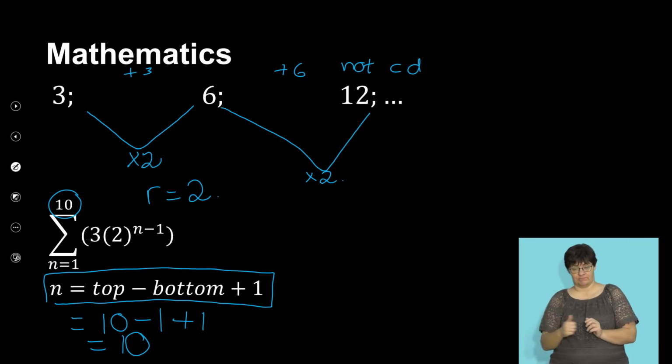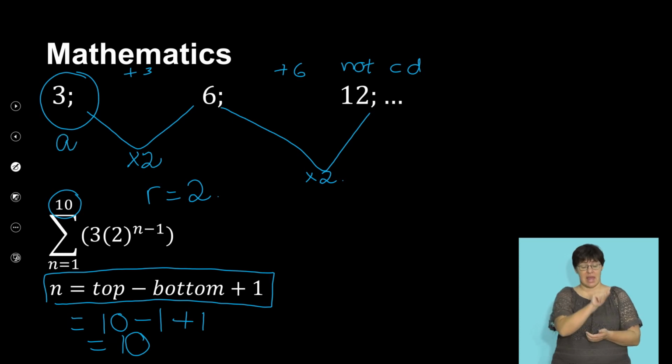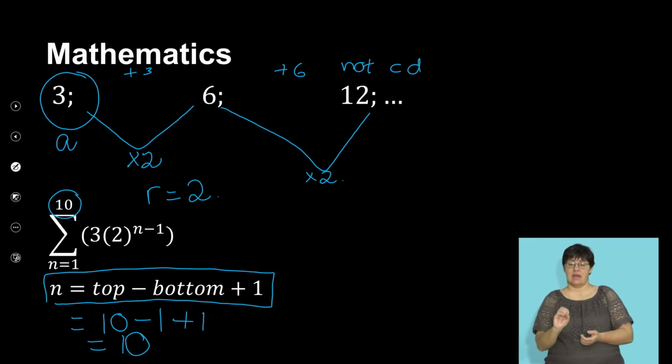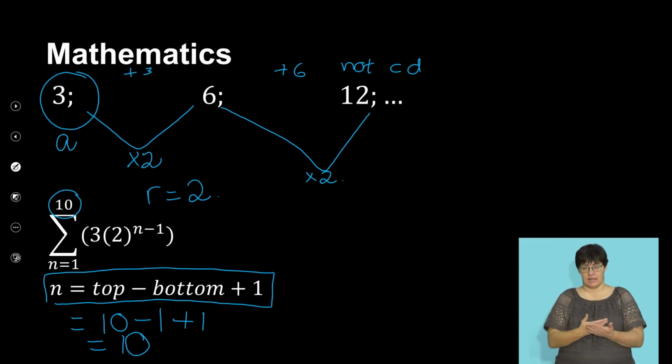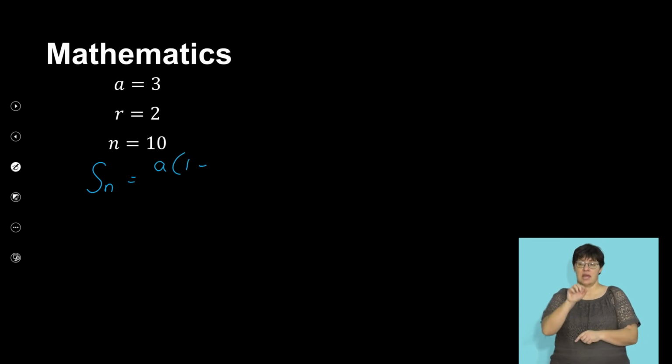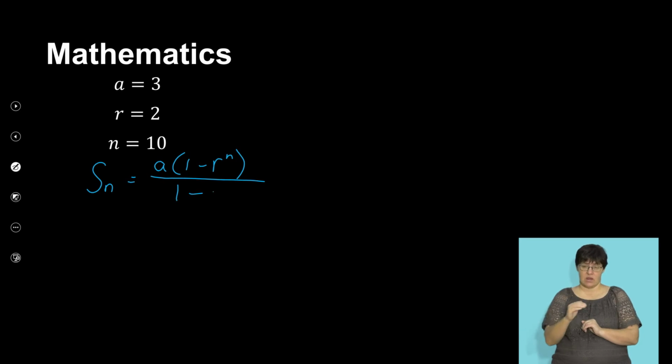Great, guys. Also, just before we go on, I'm sure you'll agree with me that A is in fact 3 as it is term 1. So I have my A, I have my R, and I have my N, so I can substitute into the geometric series formula. So we know that geometric series can be written as A, 1 minus R to the power of N, over 1 minus R.